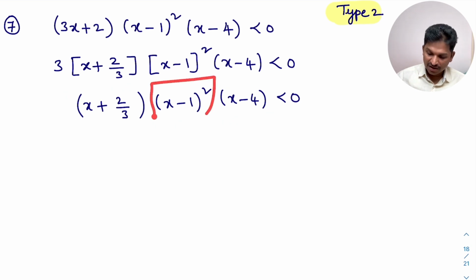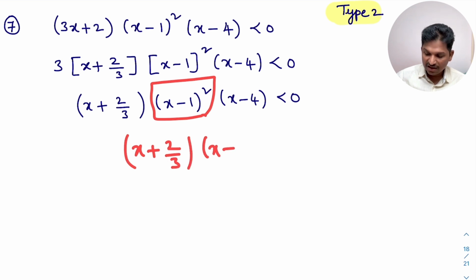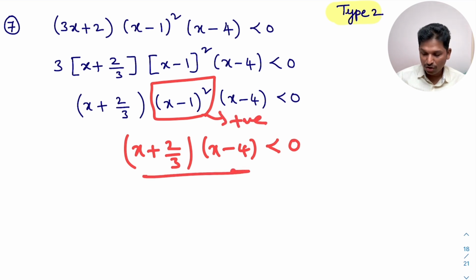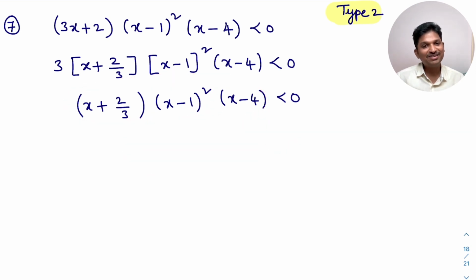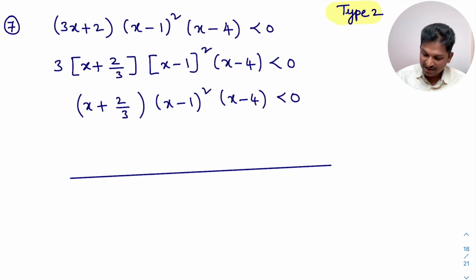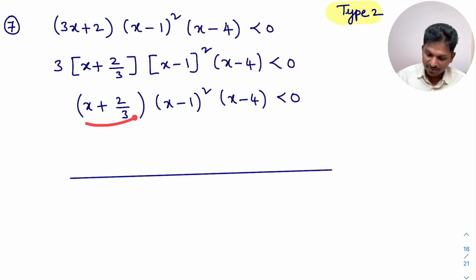This is positive. As this is positive, what I can write here, (x plus 2 by 3) into (x minus 4) is negative. As this is positive, if this whole thing is negative, then this whole expression is negative. If you understand this, you can proceed like this. In case you didn't understand this, for that also an easy method is there. What is that easy method? See, you equate this to 0. Right, what you will get, minus 2 by 3 you will get.